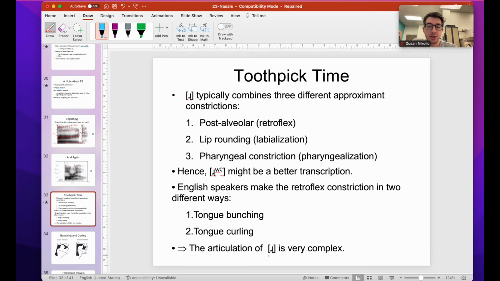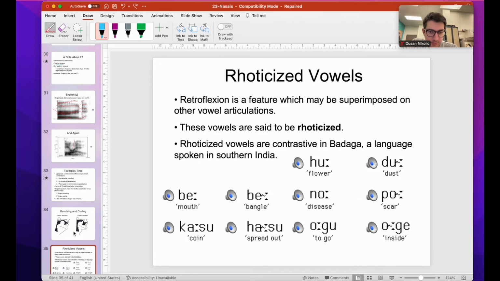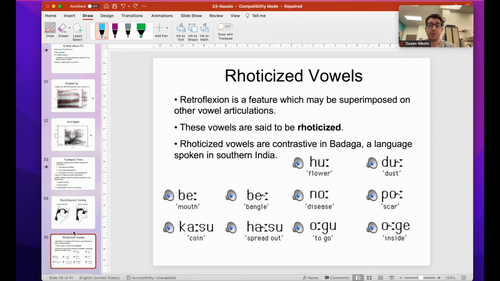So the articulation of R is very complex. That's why kids do not always acquire R first, right? But much later on. Retroflexion can influence a lot of vowels. So vowels that are influenced by the retroflex are said to be rhoticized. Rhoticized vowels are contrasted in Badaga, a language spoken in southern India, and they are more observable with frontal vowels.